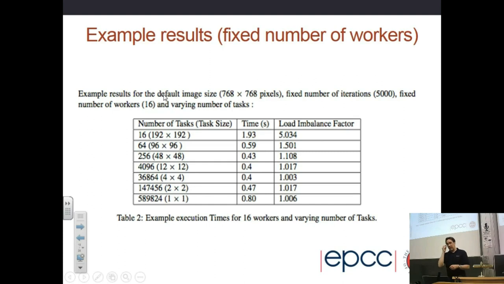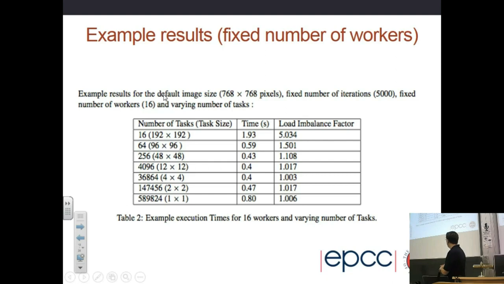Load imbalance factor, as I explained, is the ratio of the maximum load to the average load, and it gives you a ballpark figure for how much faster you should be able to go. So here, the load imbalance factor of 5 tells you that you ought to be able to go 5 times faster if you balance the load. You ought to be able to get down to about 0.4 seconds. As we increase the number of tasks and reduce the task size, you'll see that we do approach 0.4, but then we go up again.